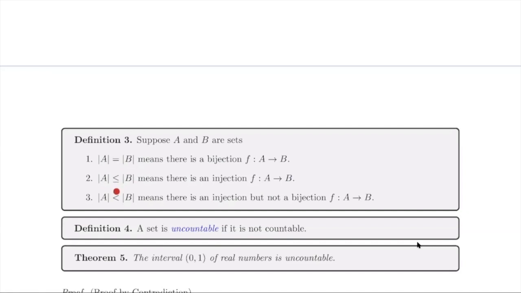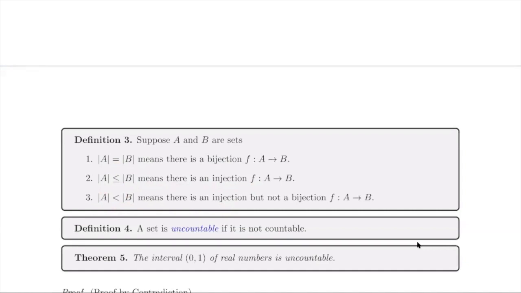And we get a strict inequality here. It's not as important if there's an injection, but a bijection does not exist. In this case, the injection could possibly be a bijection, in which case we get the equality. But if there's an injection but not a bijection, then we get a strict inequality: A's cardinality is less than B's.